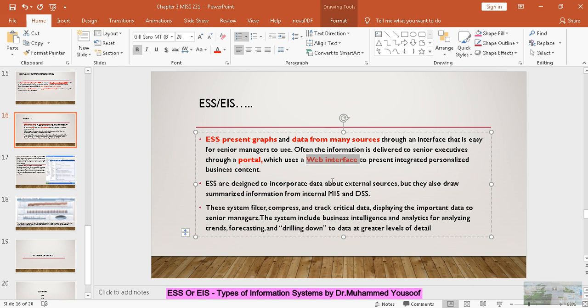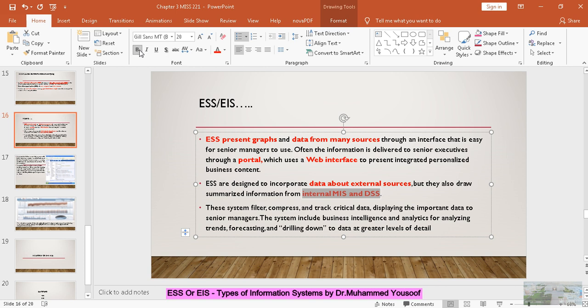As I already told you, the data is coming from external sources also here. That means you will also have the data about your competing companies, how is their performance, what are they doing, and also you will get the data from your internal MIS and DSS also. You will get the data from internally from your organization, and also you will get the data from external resources also.